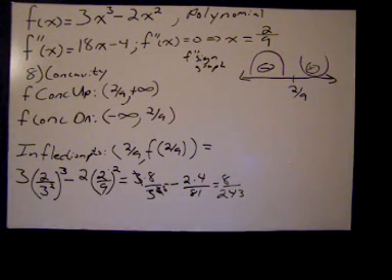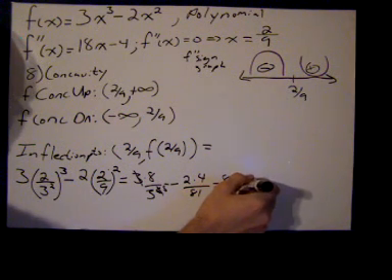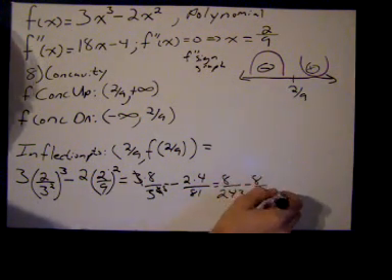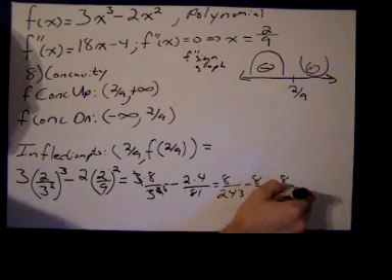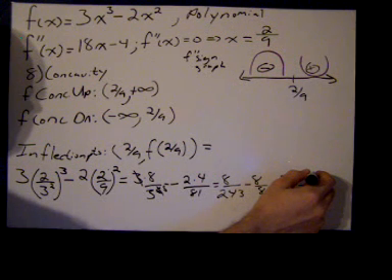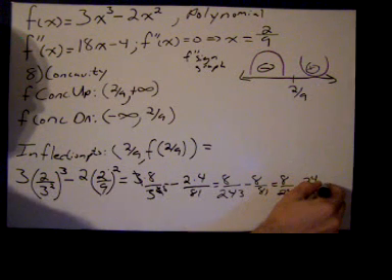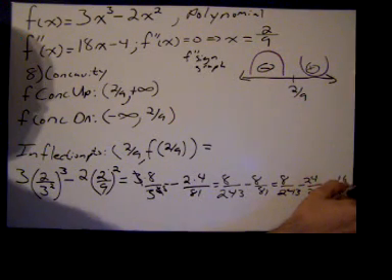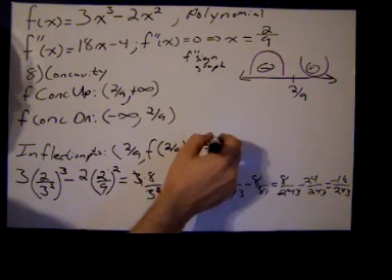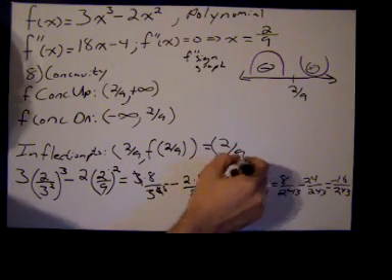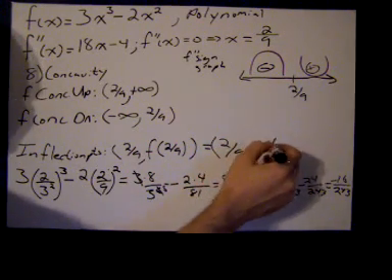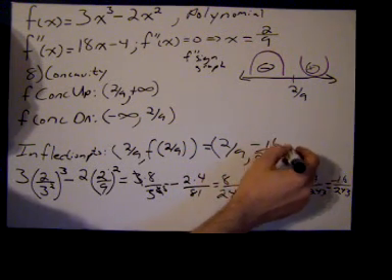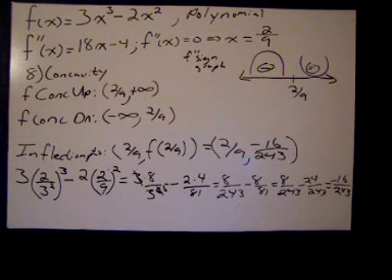It is 8 over 243 minus 8 over 81, which is going to equal 8 over 243 minus 24 over 243, which is going to equal negative 16 over 243. Personally, I like f of 2/9, but your instructor may not. Negative 16 over 243. So that's our inflection point: 2/9, negative 16/243.